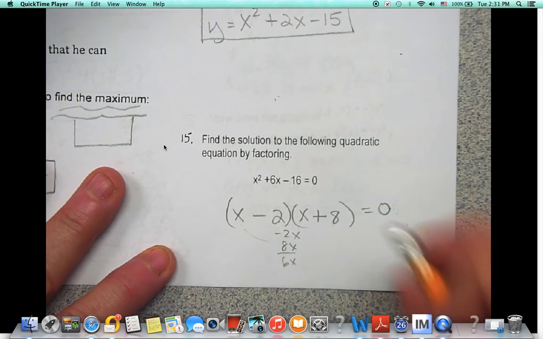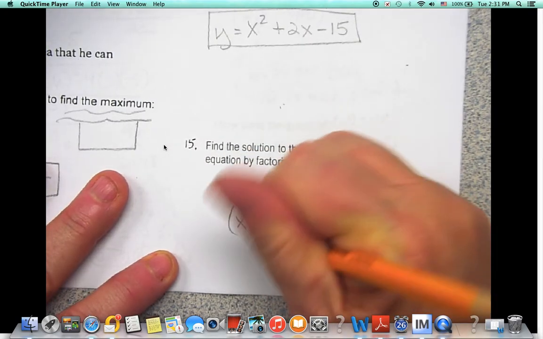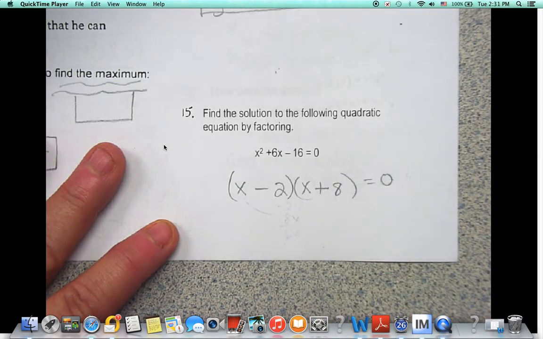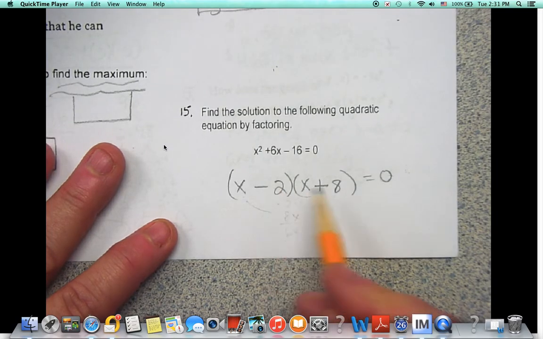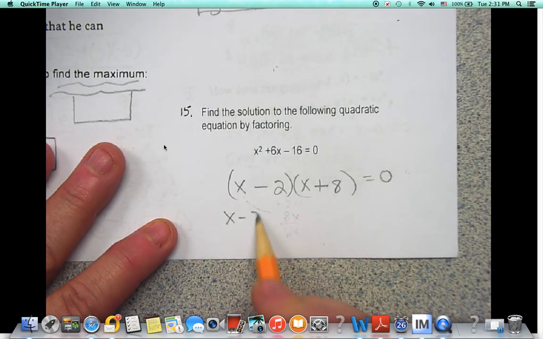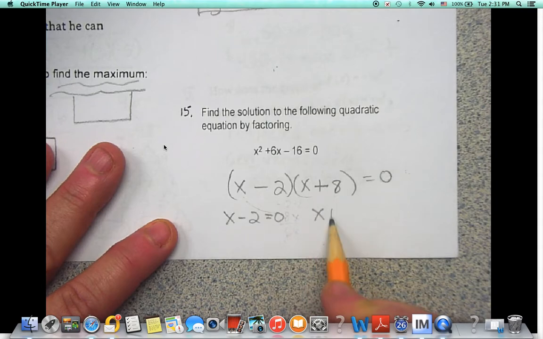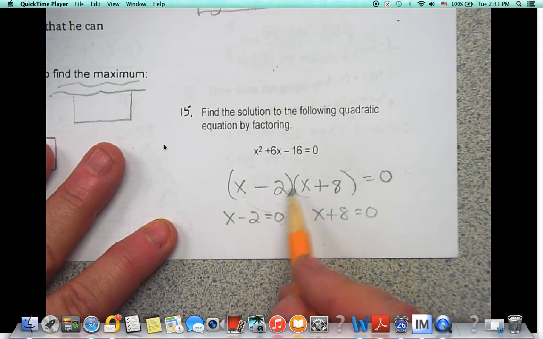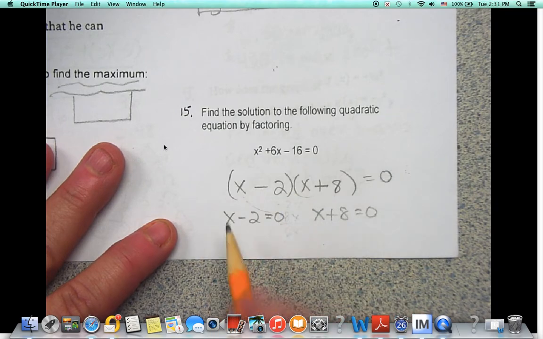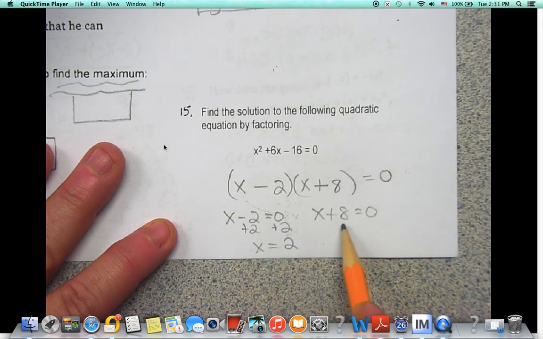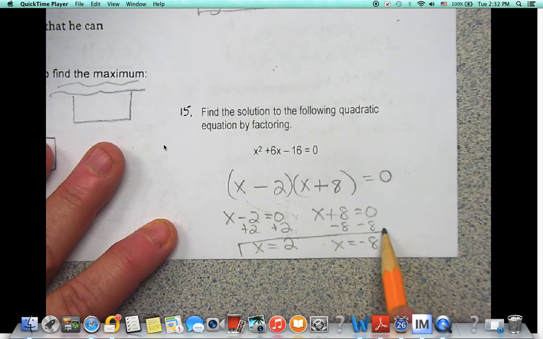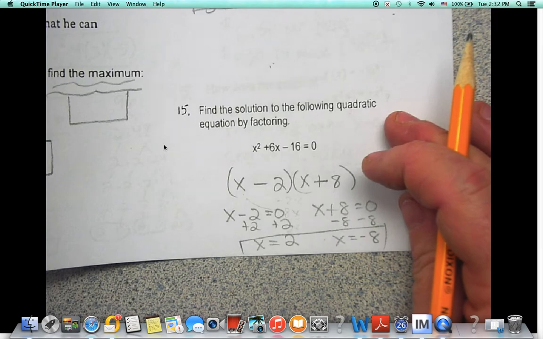Okay, so that's correct. All right, now we haven't solved it yet. All we did was factor it. But what do you do with each of these? X minus 2 equals 0. Good. Set them equal to 0. Or you can just change the sign, as long as you don't have a number in front of the x. Then we'll add 2, so x equals 2, and then subtract 8, so x equals -8. And that is your answer. Those are your solutions, roots, zeros, everything.